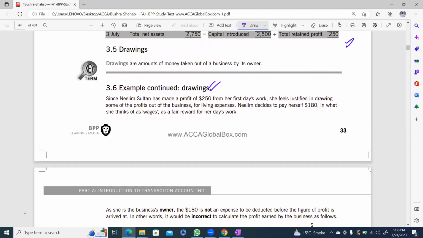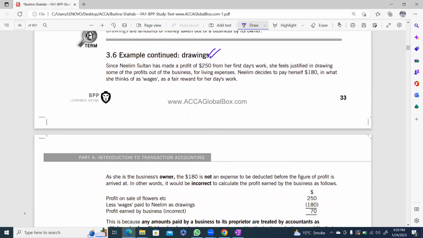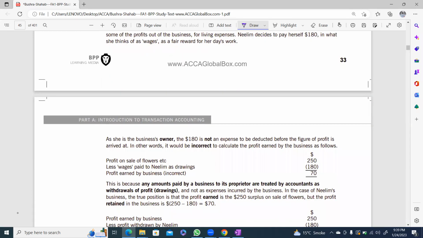Read this example. Since Neelam Sultan has made a profit of $250 for her first day's work, she feels justified in drawing some of the profits out of the business for living expenses. Neelam decided to pay herself $180 in what she thinks of as wages as a fair reward for her day's work. She took $180 for her personal use from the $250 profit she made from her business.